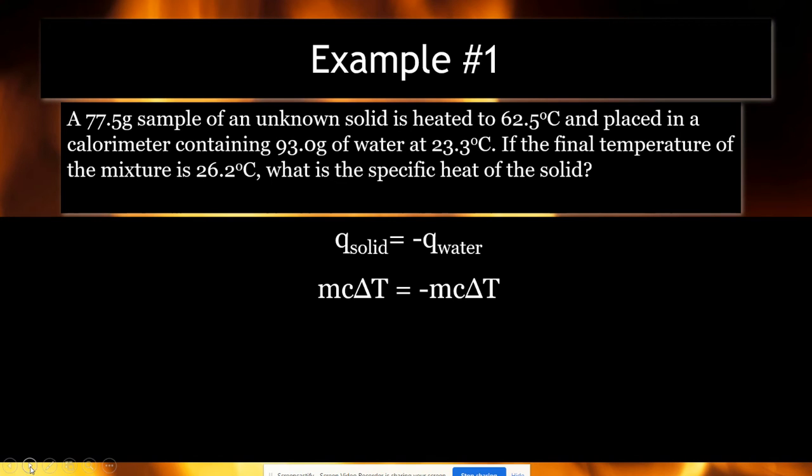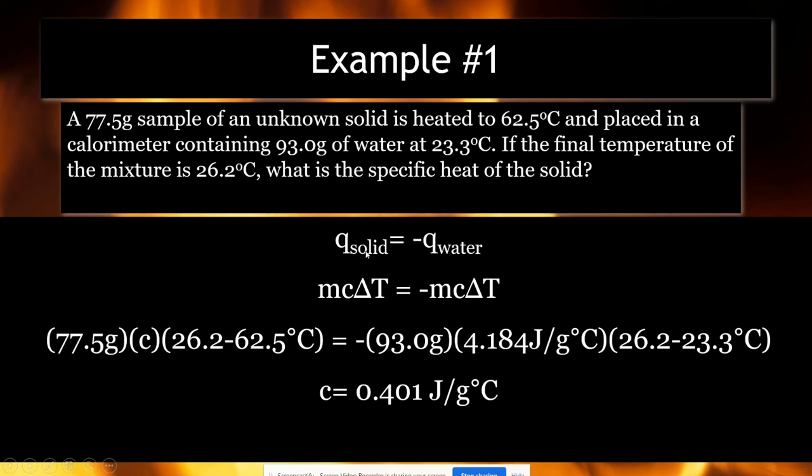Okay, so now we can plug everything in. Looking at just the solid, the mass of my solid was 77.5 grams. We don't know what it is. That's what we're looking for. So we're going to have our C for specific heat. That's going to be our X, or we can leave it as a C. Then we do our delta T.